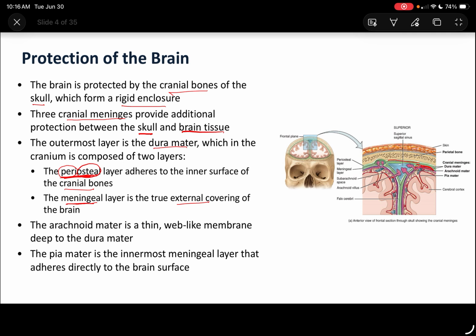Now, deep to our dura mater is the arachnoid mater, and this is a thin web-like membrane, which is where it gets its name, because arachnoid means spider. This sort of web-like looking membrane is how we get that name. So this is going to be deep to the dura mater. And then our innermost layer is the pia mater, which translates roughly to gentle mother. All right. This is our innermost meningeal layer, and it actually adheres directly to the brain surface itself.